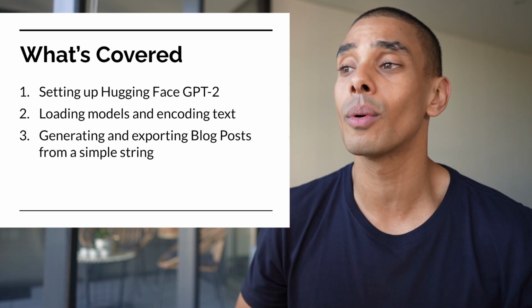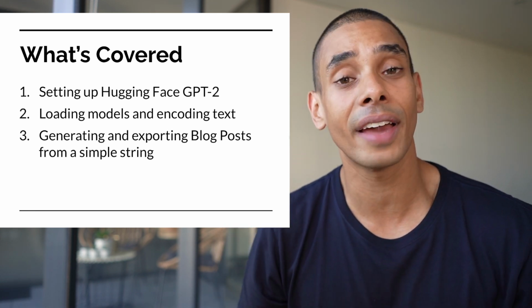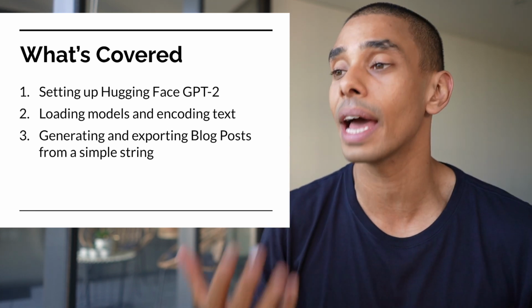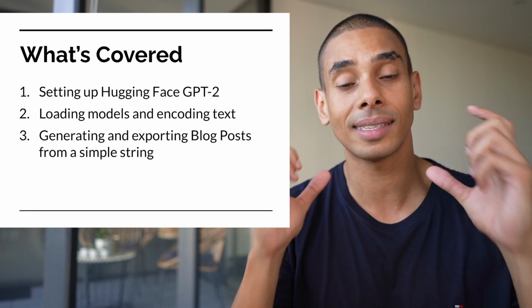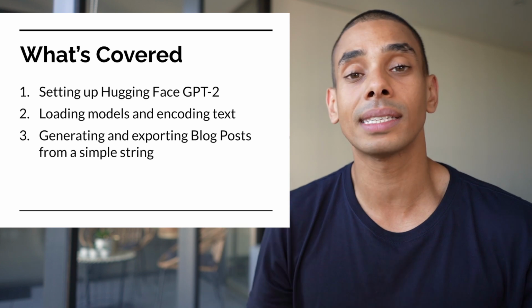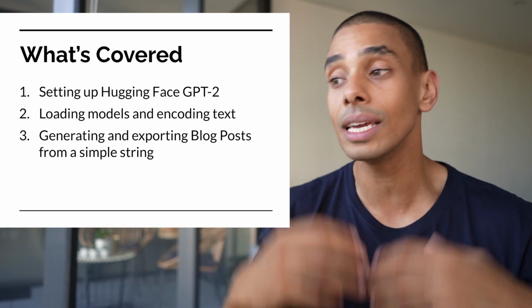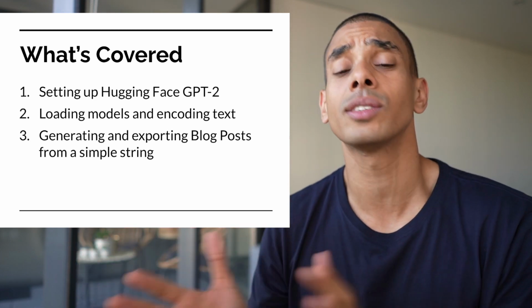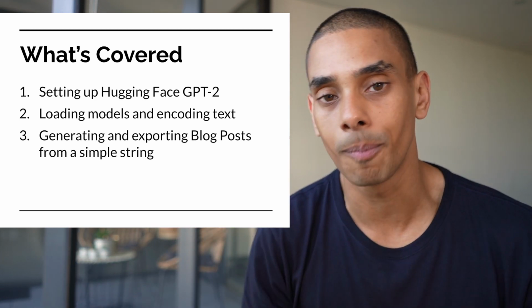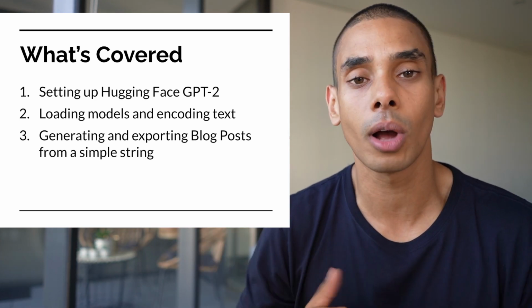So in order to do that, we're going to be first up setting up Hugging Face GPT-2. So we're going to install that and get it ready. Then what we're going to do is load up our model and encode our sentence. Once we've encoded our sentence, we can then pass it to our model and decode it and actually have our blog post generated. We'll then also export this so you can have it as a text file. Let's take a deeper look as to how this is all going to fit together.